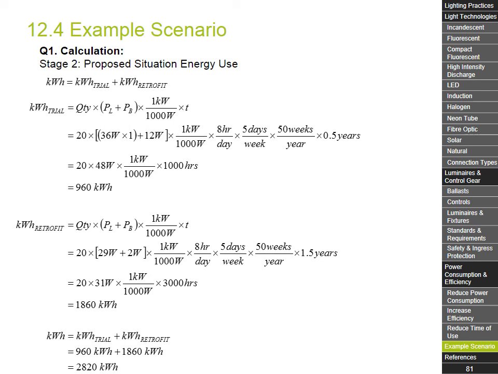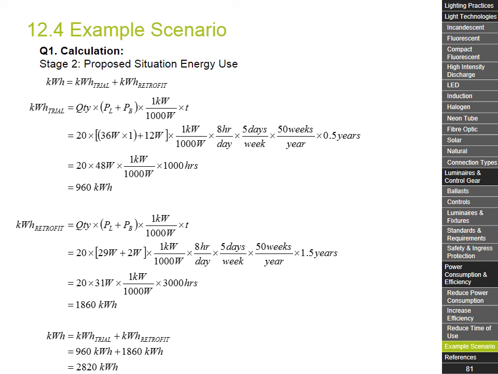The second stage is to calculate the proposed situation energy use, which includes the energy used during the 6-month trial and the energy used for the first year and a half of the retrofit. Using the same formula as the previous stage, substitute the known figures in the formula, this time accounting for just one lamp in each fixture and trimming down time of use to half a year. This equates to 960 kilowatt hours used in the 6-month trial.